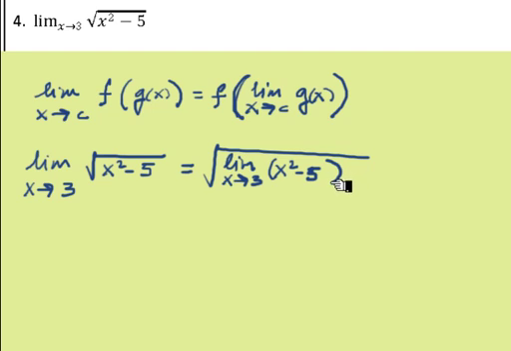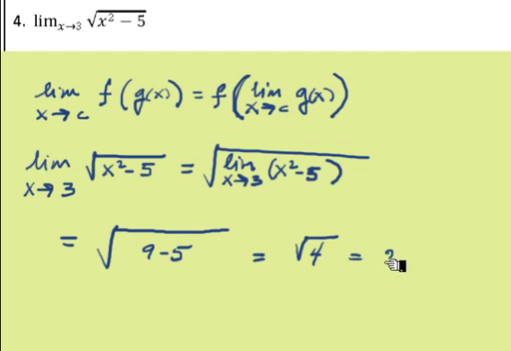Now this then is a polynomial. X squared minus 5 is a polynomial, so we take the square root just by substituting in. All right, so we're just going to substitute in underneath that square root. So we have 3 squared minus 5, 9 minus 5. So that is the square root of 4, or 2. Again, we just basically substituted in this case.